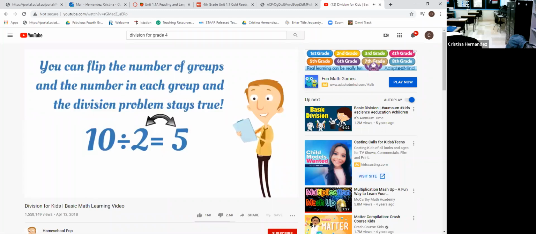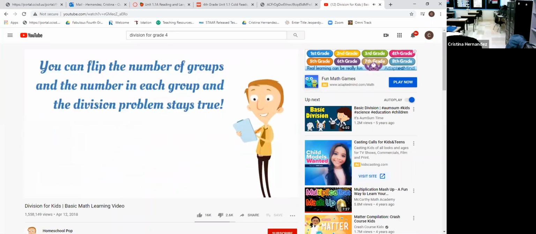That means 10 divided by 5 equals 2. Isn't that interesting? 10 divided by 2 equals 5, and 10 divided by 5 equals 2. You can flip the number of groups and the number in each group, and it still stays true.